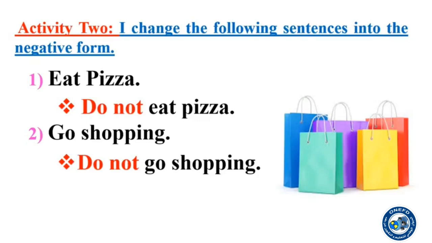For example, when your friend is ill, you may give him an order or a command. You may say, do not go shopping. You are ill. Do not go shopping. So go shopping is an order in the affirmative form. Do not go shopping is an order in the negative form.